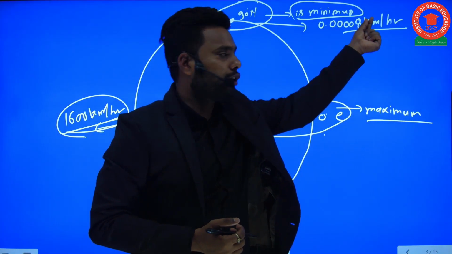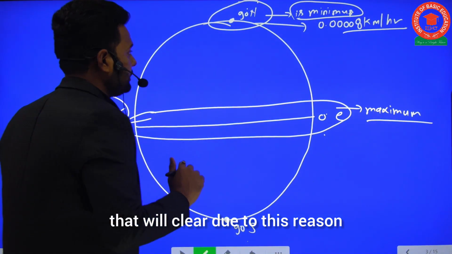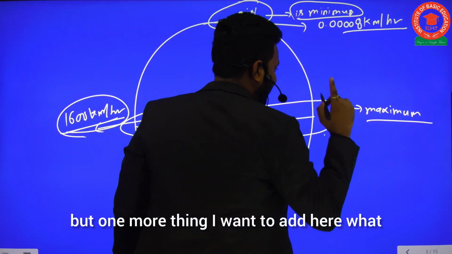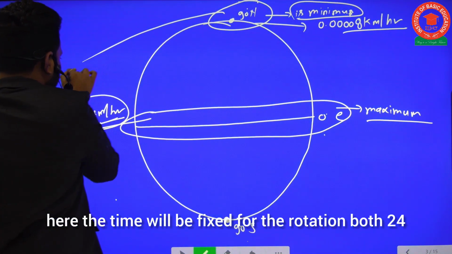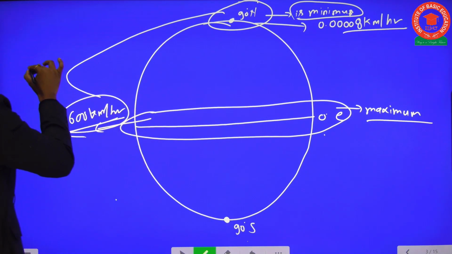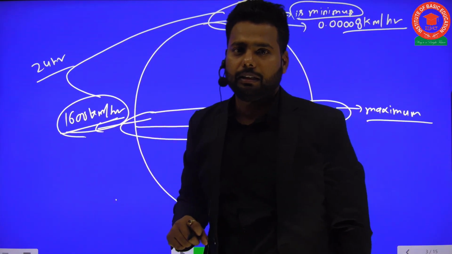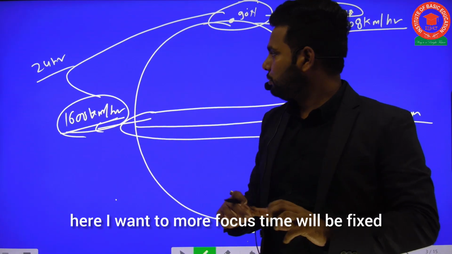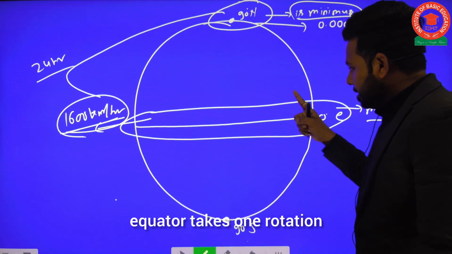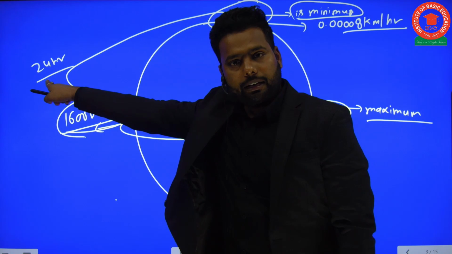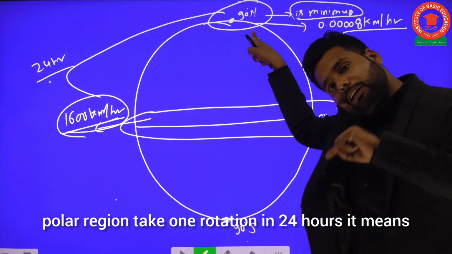In the polar region the Earth rotates at 0.0008 kilometers per hour as a minimum speed. I hope that is clear. But one more thing I want to add here. What? Here the time will be fixed for the rotation, both 24 hours. The time will be fixed. Equator takes one rotation in 24 hours. Polar region takes one rotation in 24 hours.